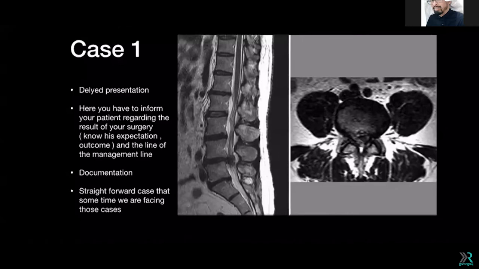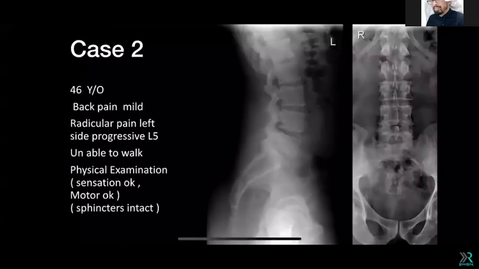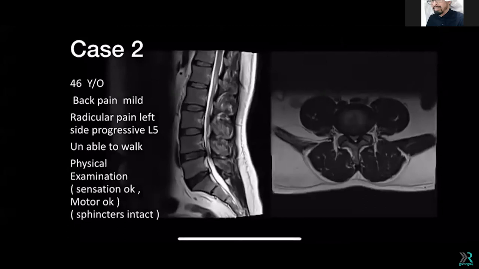Let's move on to the second case. It is a 46-year-old patient with back pain and mild radicular pain on the left side, progressive in the L5 distribution. The patient is unable to walk. On physical examination, sensation is okay, motor is okay, and sphincter is intact. This is an X-ray with nothing special, just degeneration in the lumbar area. So we ordered an MRI.